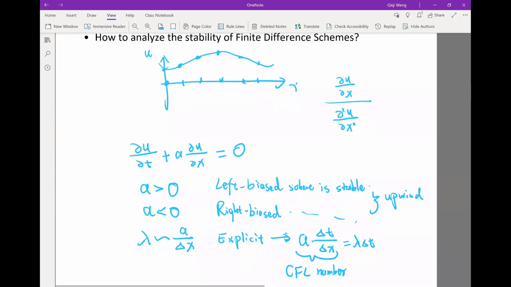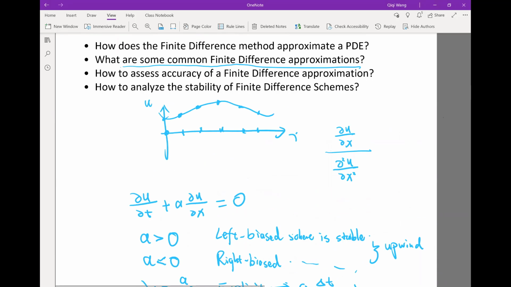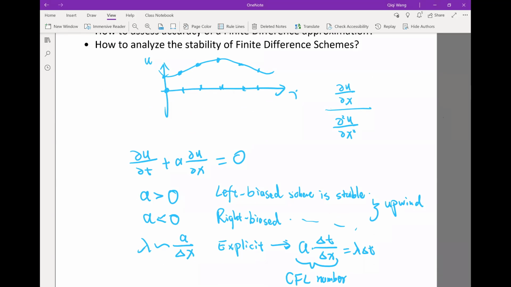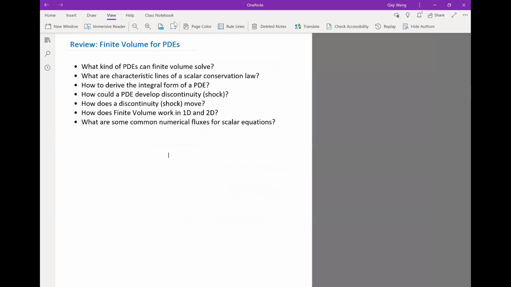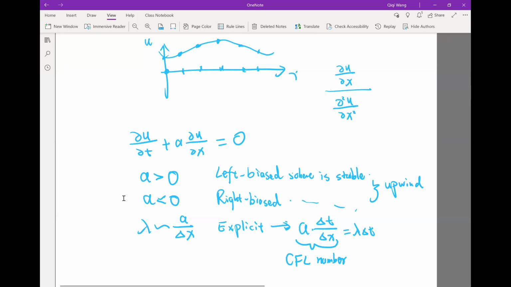Okay, so that's the stuff we learned about the finite difference. Now, finite volume. What kind of PDEs can finite volume solve? Oh, by the way, any questions for finite difference? Forgot to ask.